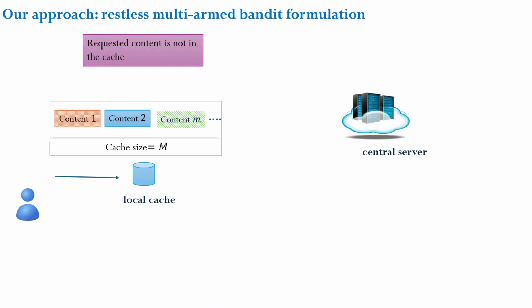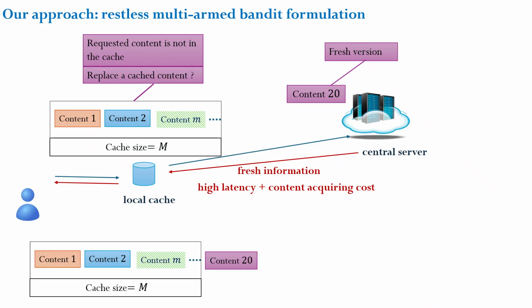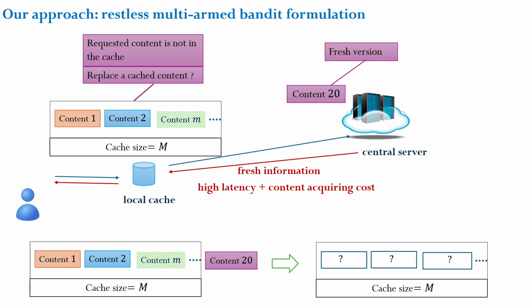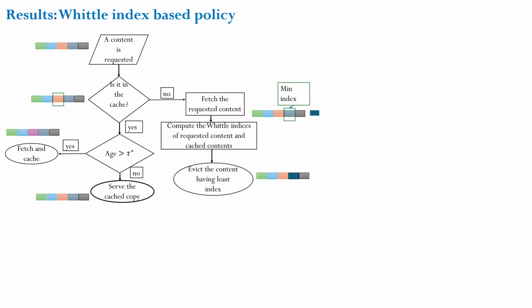There is another scenario where the requested content is not in the cache. In that case, it can fetch it from the server and serve it, incurring a high latency and content acquiring cost. But after serving, it has to decide whether to replace an existing content with it or to discard it after serving it. So for that, you have to decide which contents to keep in the cache, where the cache size is given as M.